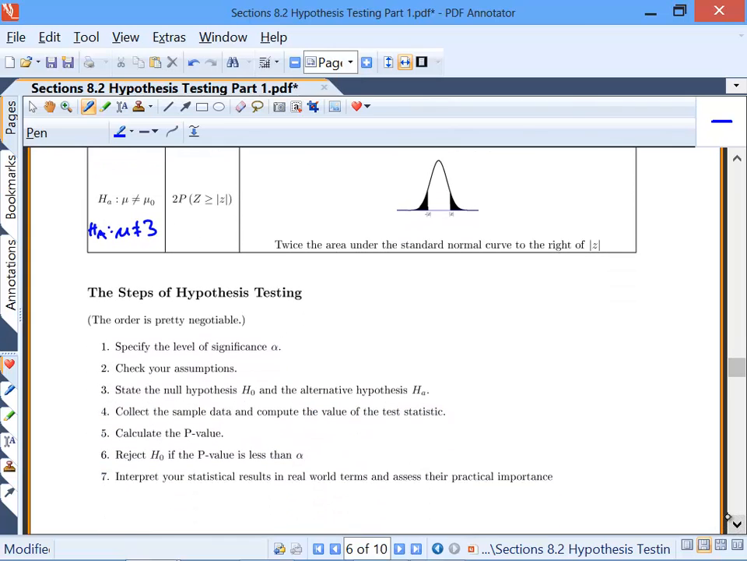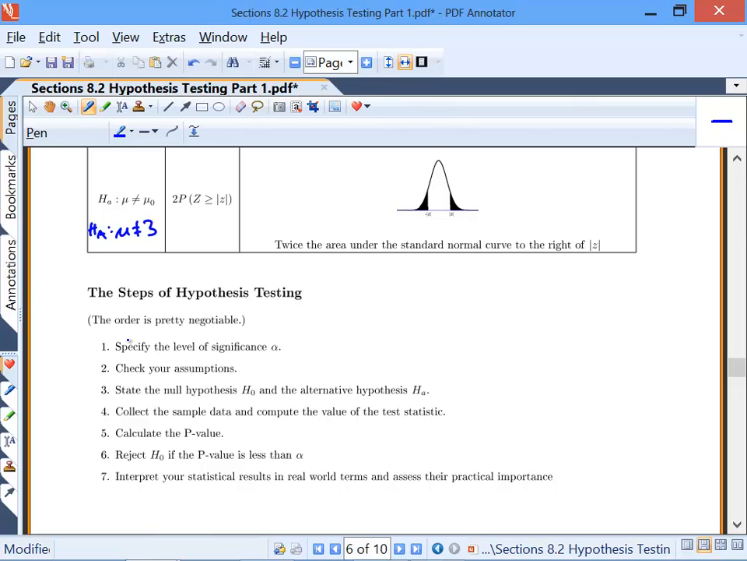Now, we do have steps of hypothesis testing. Different books, different people will condense these. Sometimes I've given it to my students in 5 steps, sometimes I make like 8 steps, but it all boils down to the same thing. And the order you do some of these in can change as well. So, specify your level of significance. Remember, that's your probability of making a type 1 error. So you get to decide in advance how small you want to make that.